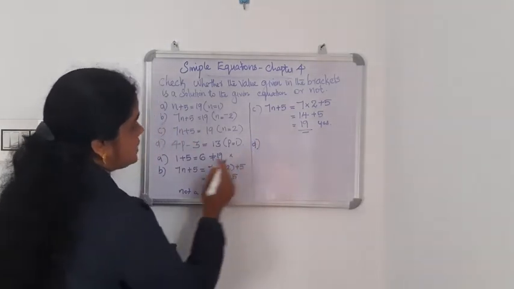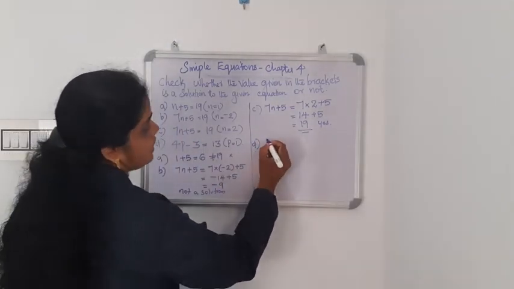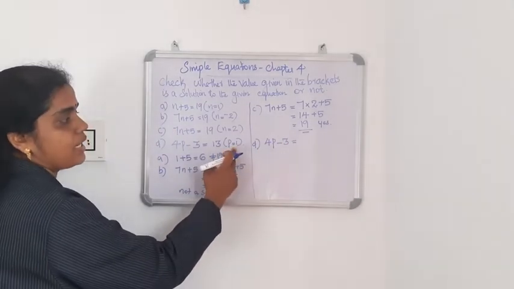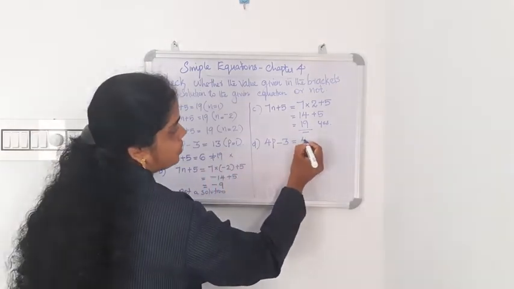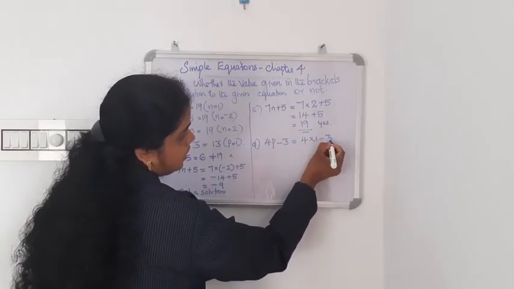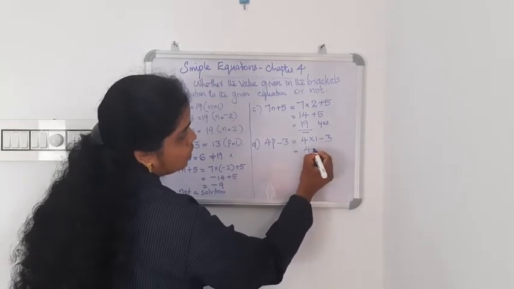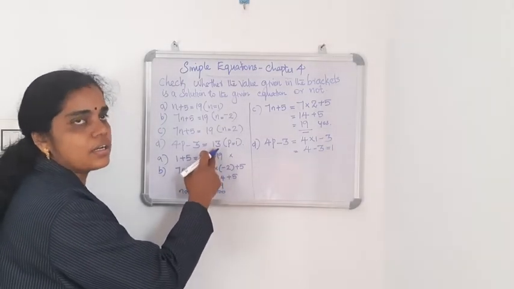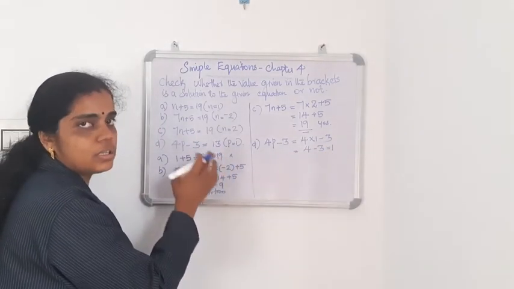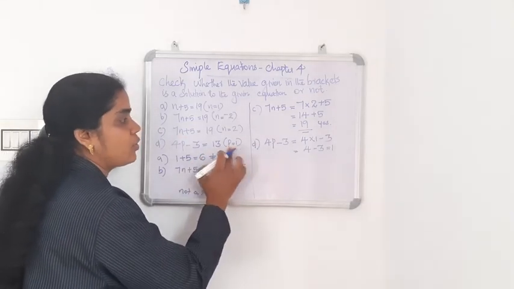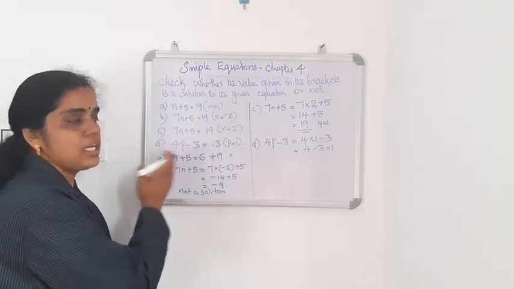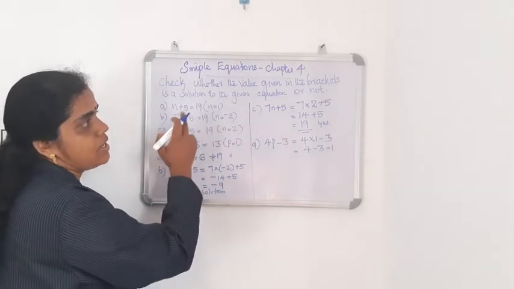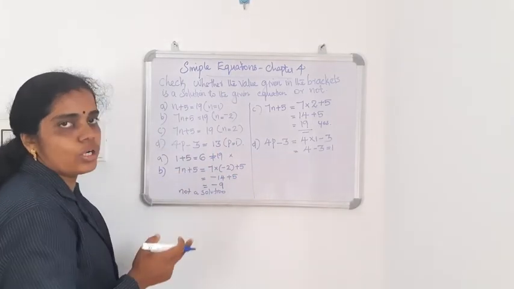Then what about the D question? 4p minus 3. LHS is 4p minus 3. What is the value of p here? It is 1. We can substitute 1. 4 into 1 is 4. 4 minus 3 equal to 1. But what is given here? It is 13. So 1 is not equal to 13. So we can say that p equal to 1 is not a solution of this equation. Okay, so this way you can substitute the values and find out whether it is a solution or not. Clear?